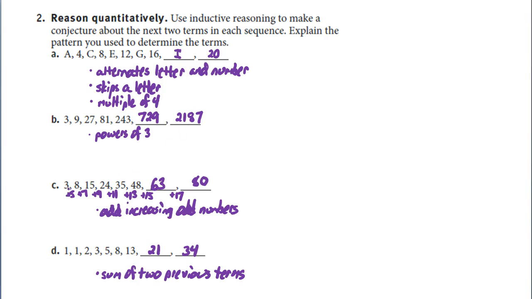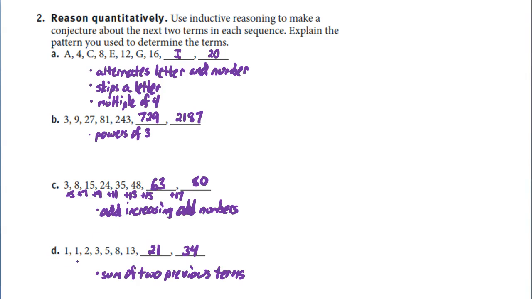Question C, 3, 8, 15, 24, 35, 48. These are getting larger. And from term to term, it looks like we're adding increasing odd numbers. So add 5, then add 7, add 9, add 11, add 13. If we add 15, we get 63. And if we add 17, we get 80.